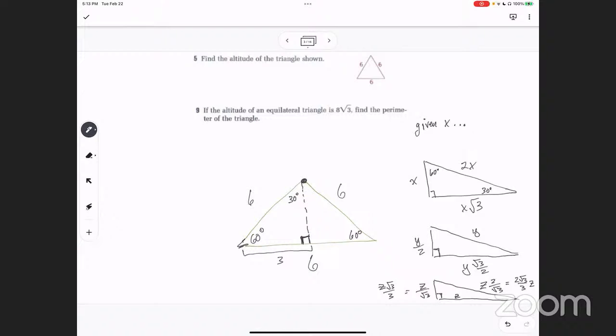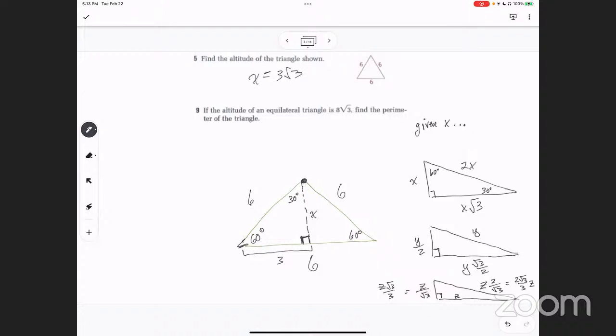Okay, so now let's go back to our problem. It says find the altitude of the triangle. Well, that's this side. Let's call it x. So can you solve it for me now? Yeah, it's 3 square root 3. Very good. So x equals 3 root 3.